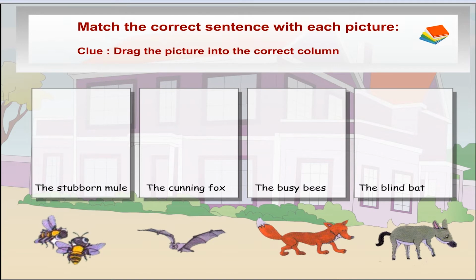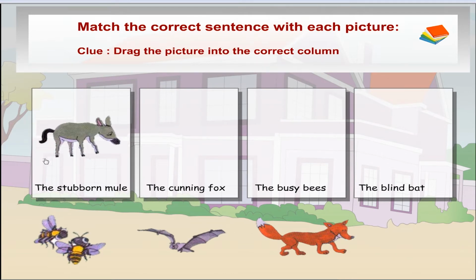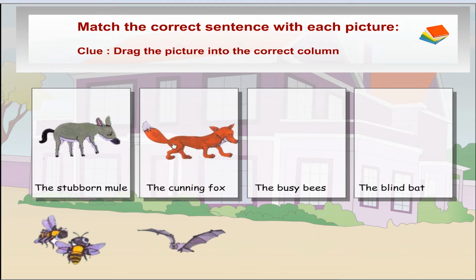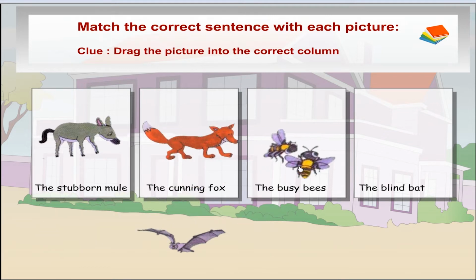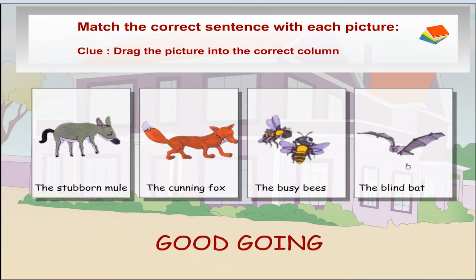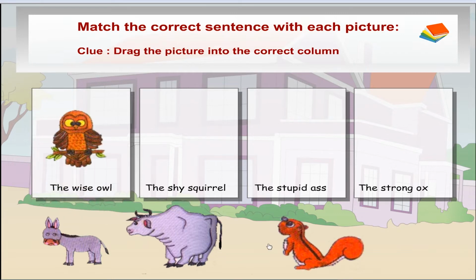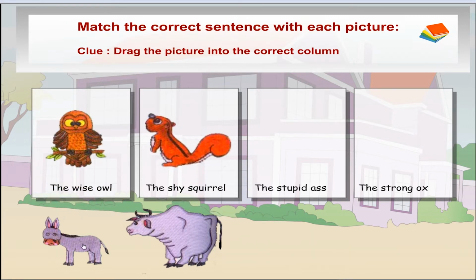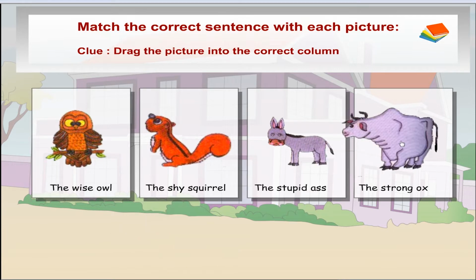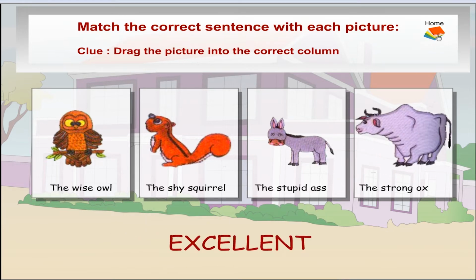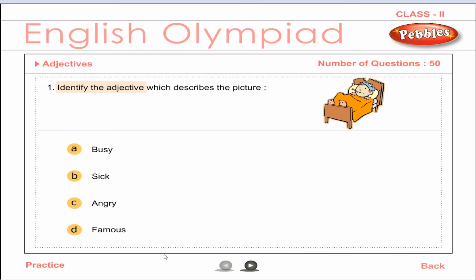Match the correct sentence with each picture. Good going. Match the correct sentence with each picture. Excellent. Identify the adjective which describes the picture.